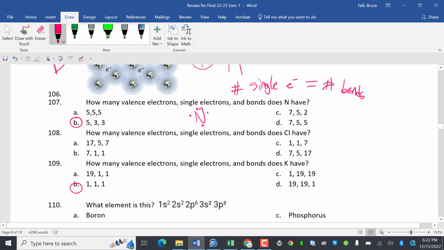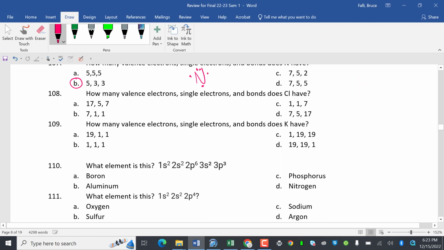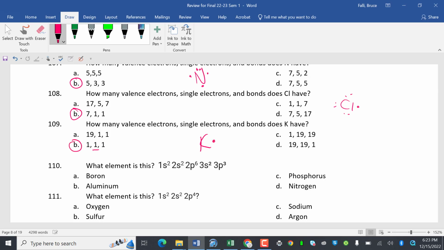How many valence electrons, single electrons, and bonds does chlorine have? Chlorine is in the 17th column, has 7 valence electrons, 1 single, 1 bond. How many valence electrons and bonds does potassium have? Potassium's number 19, and it looks like this. So it's got 1 valence electron, 1 single electron, and 1 bond.